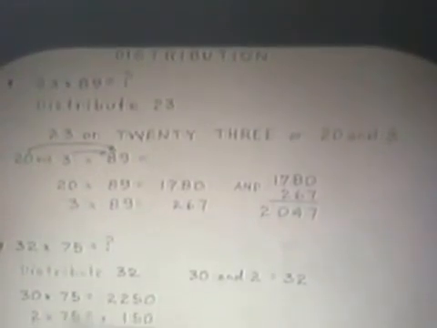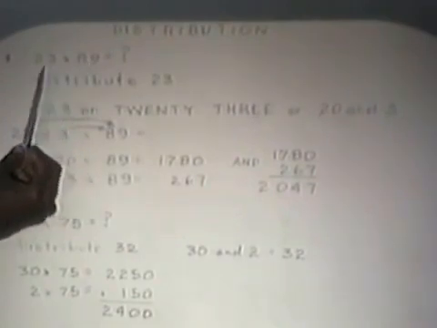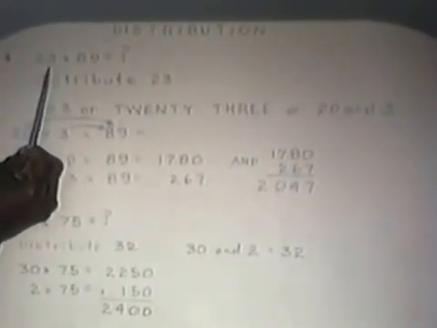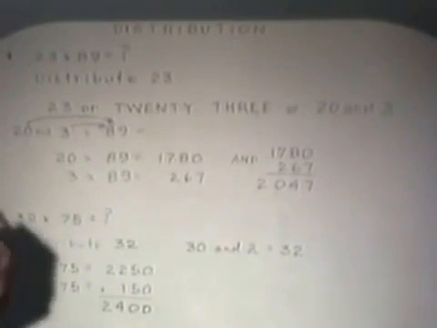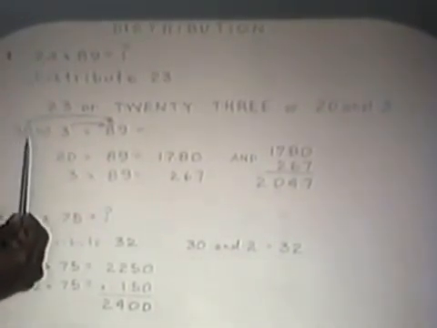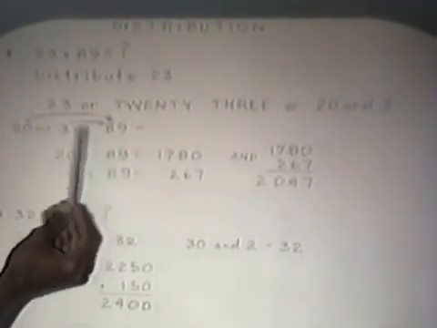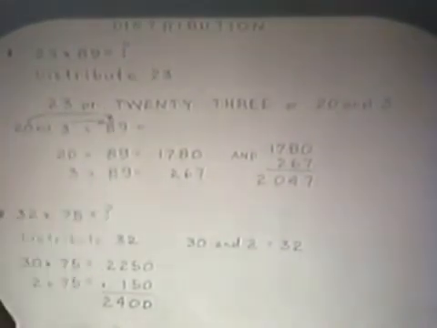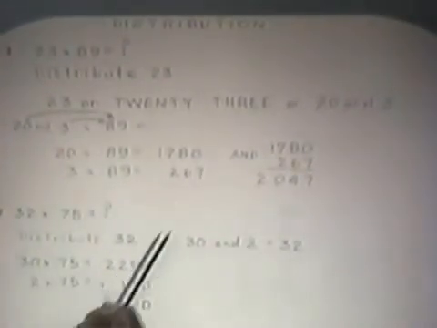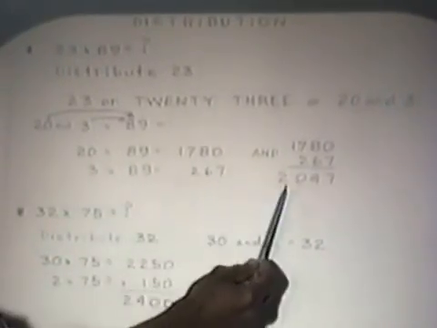We're using the distributive law. We're distributing the 23. The problem was 23 times 89. We're going to break it up and make it smaller so we can see it, so we can do it easier. So we break the 23 up to 20 and 3. And then we distribute a 20 there, and we distribute a 3 there. So we multiply 20 times 89 and 3 times 89 and add those two together, and we got 2,047. Just you distributing the number.